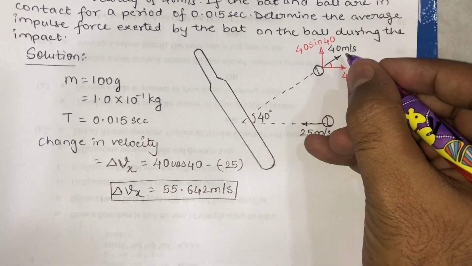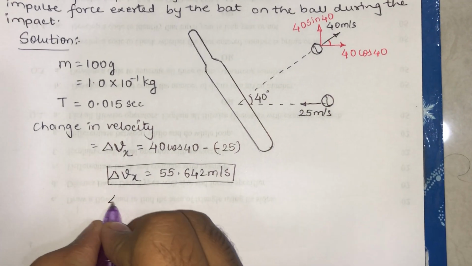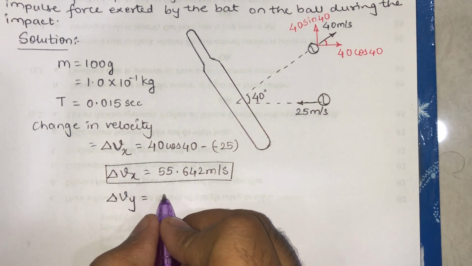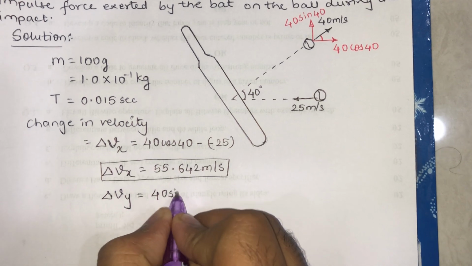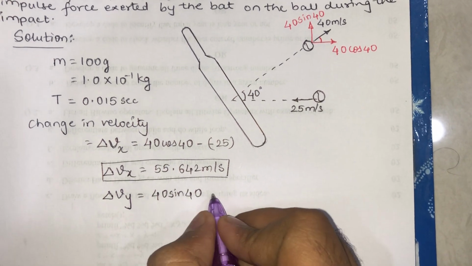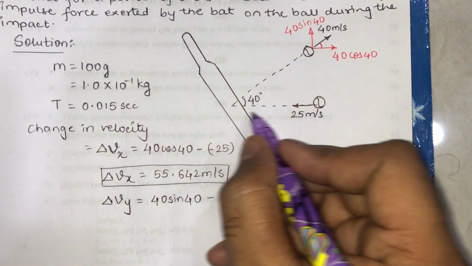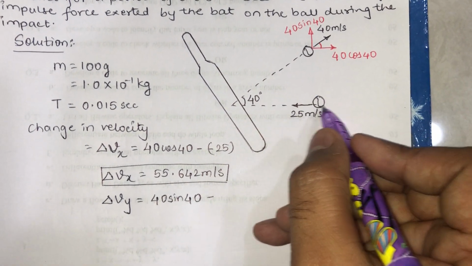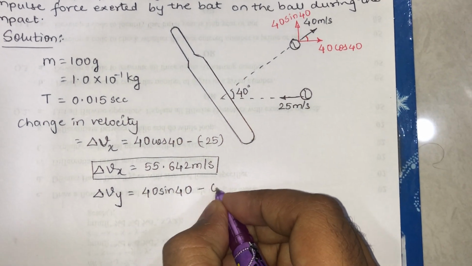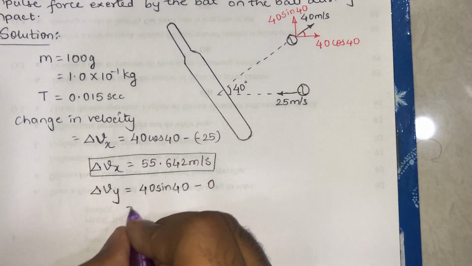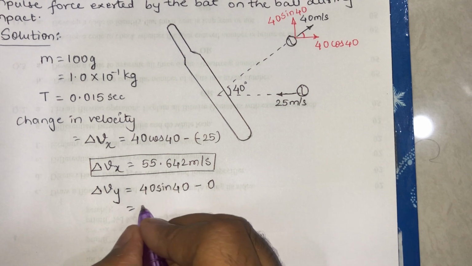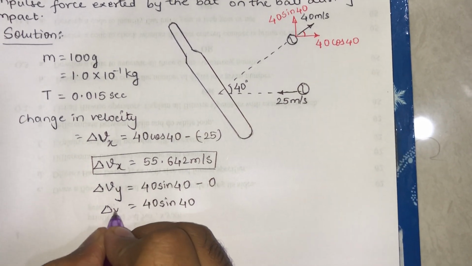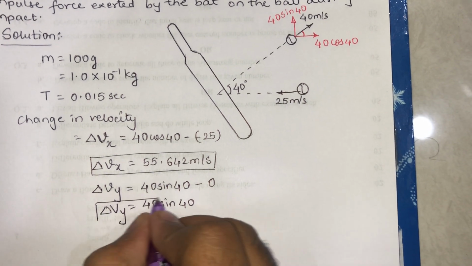As it is inclined, we have to find it for y as well. So delta Vy equals final velocity, which is 40 sine 40, minus initial velocity. But here there is no y direction velocity, only x direction velocity, hence it is taken as 0. With this, we get 40 sine 40 as delta Vy.